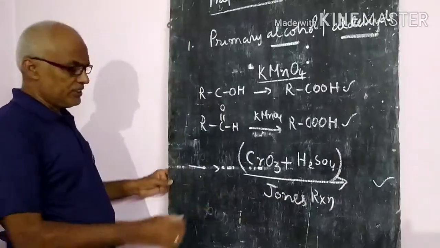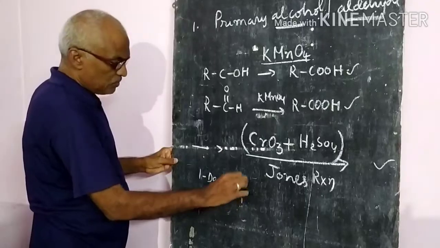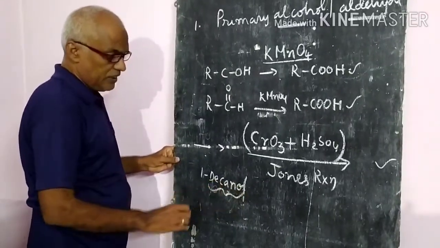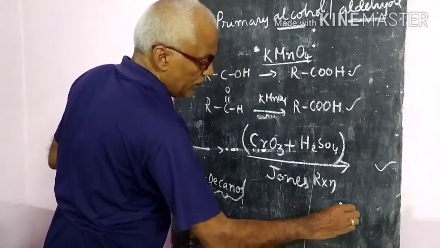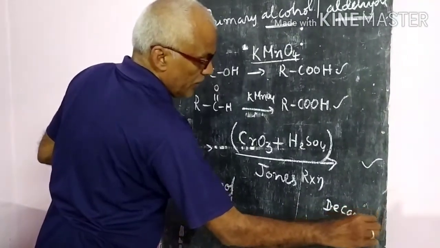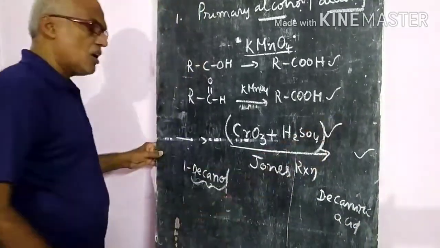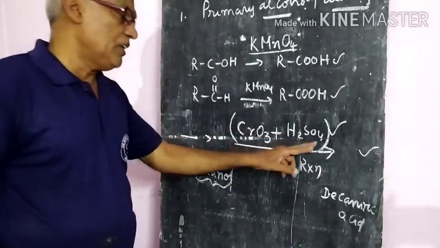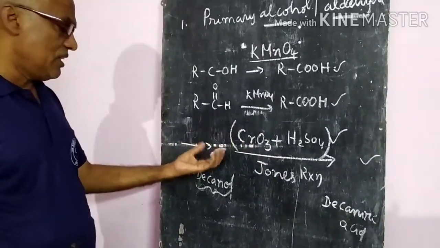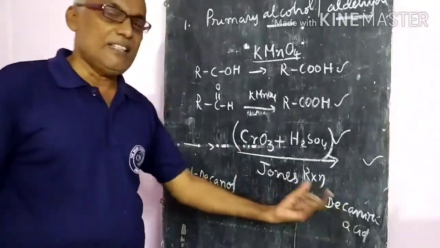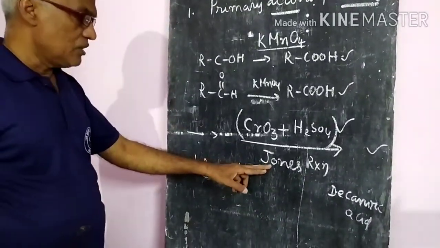In the textbook, it is given that 1-decanol, which has 10 carbon atoms, is converted into decanoic acid. Here also it undergoes oxidation, but in the presence of an acid, so it proceeds faster and gives decanoic acid. So this Jones reaction, sometimes they ask about the Jones reagent.